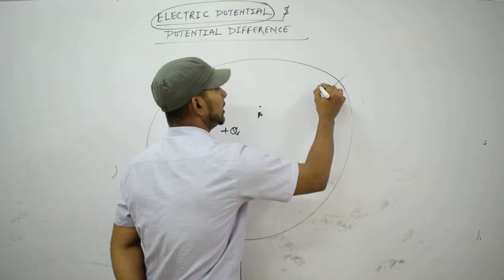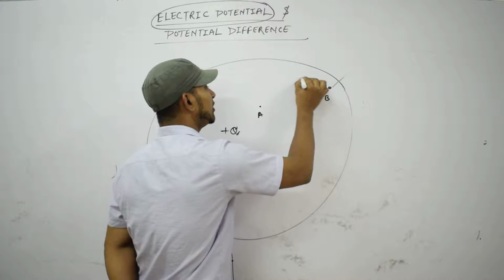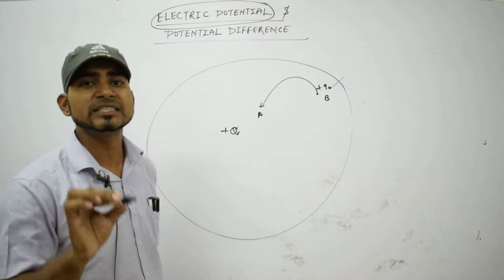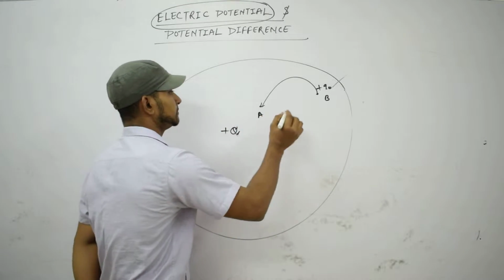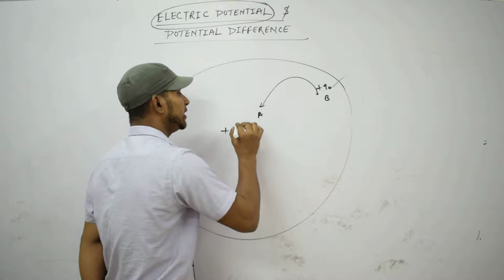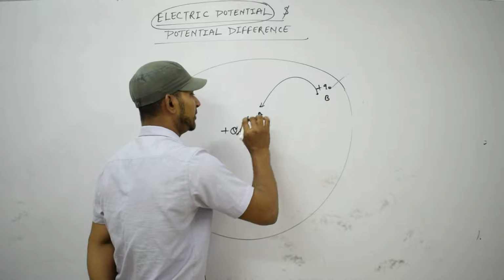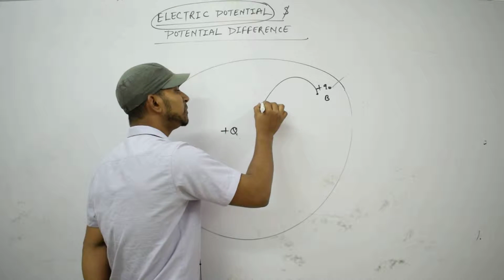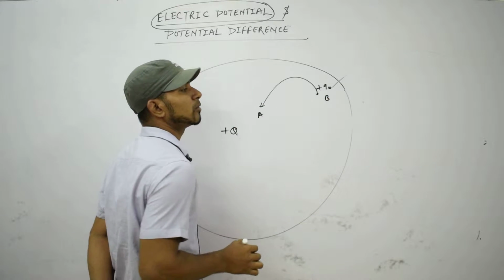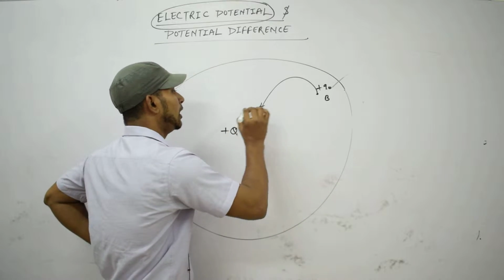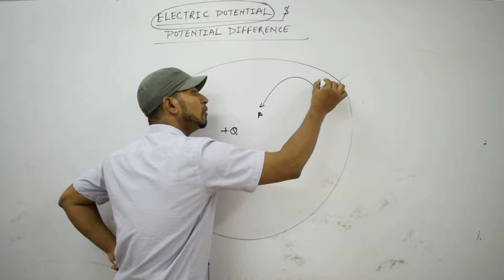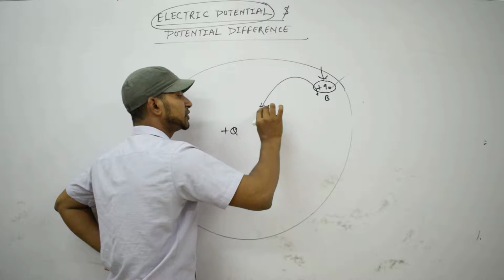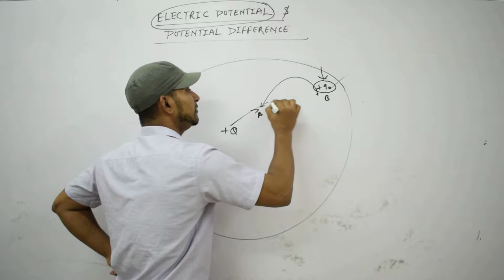If inside the field I want to move a test charge from one point to another against the direction of the electric field, or against the direction of the electric force: at point A the field is intense, because point A is nearer, so the intensity will be greater there, and at point B the intensity will be lesser. So if I want to place this plus q charge from point B to A, which is against the direction of the field, because the field direction is from A to B.